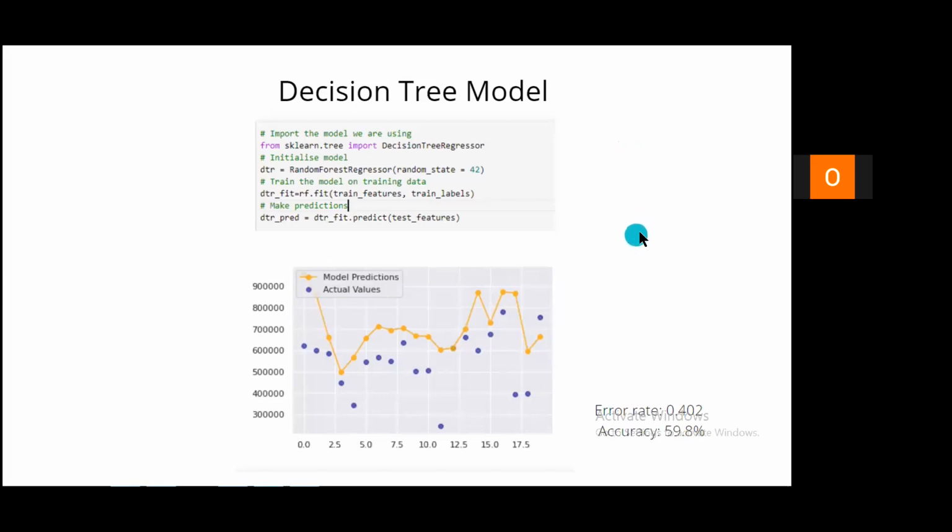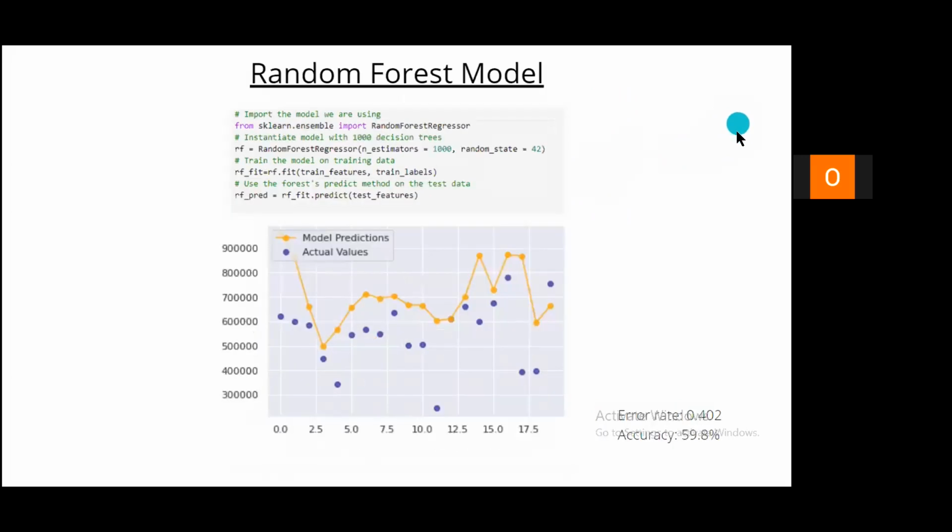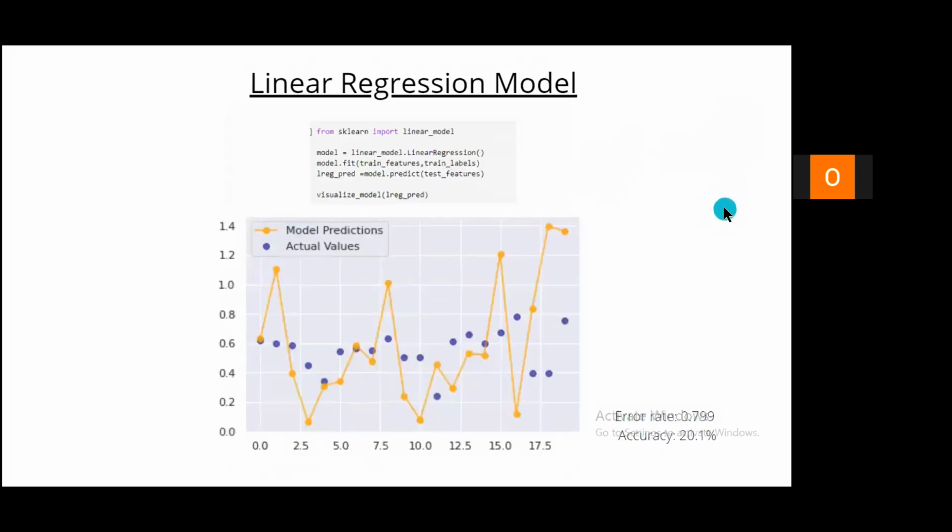We used the decision tree model, and it was not quite accurate. It gave us a 59% level of accuracy. So we decided to look at other models. We looked at the random forest, which was almost similar to the decision tree. Then linear regression. The blue is what the model is supposed to get, but the orange is what the model is telling us. So you can see that the linear regression was not quite accurate.